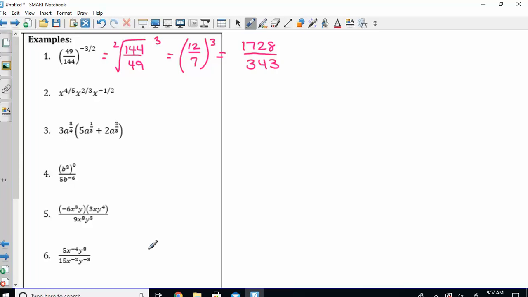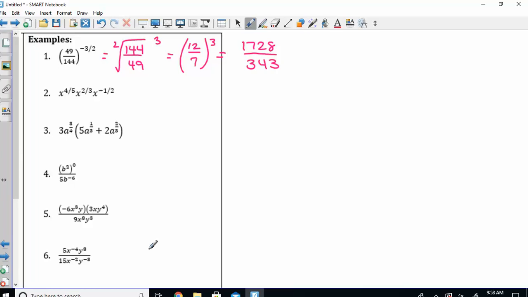Number 2. When I have all of these x's multiplied together, what am I going to do with my exponents? Add them. Okay, so kind of talking to some people, they were telling me that they were getting confused with the adding fractions and adding negatives.